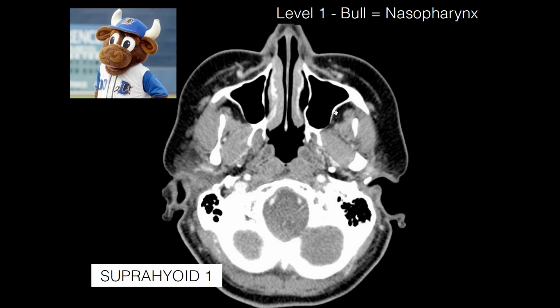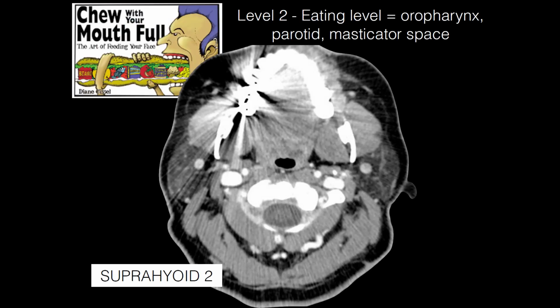Yeah. So if you're imaging and you're still seeing the maxillary sinuses, it means that you're still in the area of the nasopharynx. Now we're below the hard palate, so we're not in the nasopharynx anymore, we're in the oropharynx now. And I think of this as my eating level. I love to eat. Here at this level, I've got everything I need to eat. I've got my teeth, the muscles of mastication here.